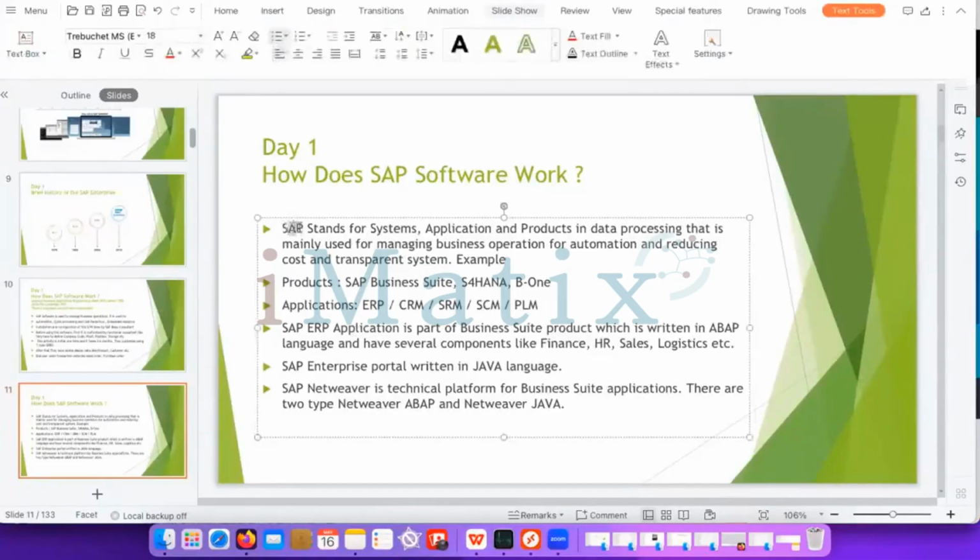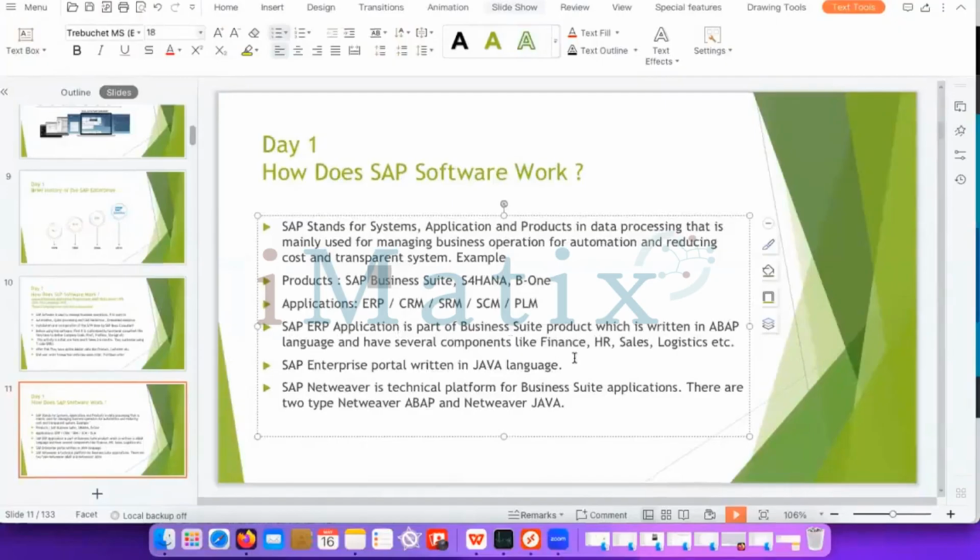What is SAP? Here you understand. A means application, P means product. Product is business suite. ERP is application. Business suite is having 5 applications like ERP, CRM, SRM, SCM. ERP application is a part of business suite which is written in ABAP language and has components like finance, HR, sales, logistics. Another application is SAP EP, SAP Enterprise Portal. This is written in Java language. To run Java applications, what do you require?